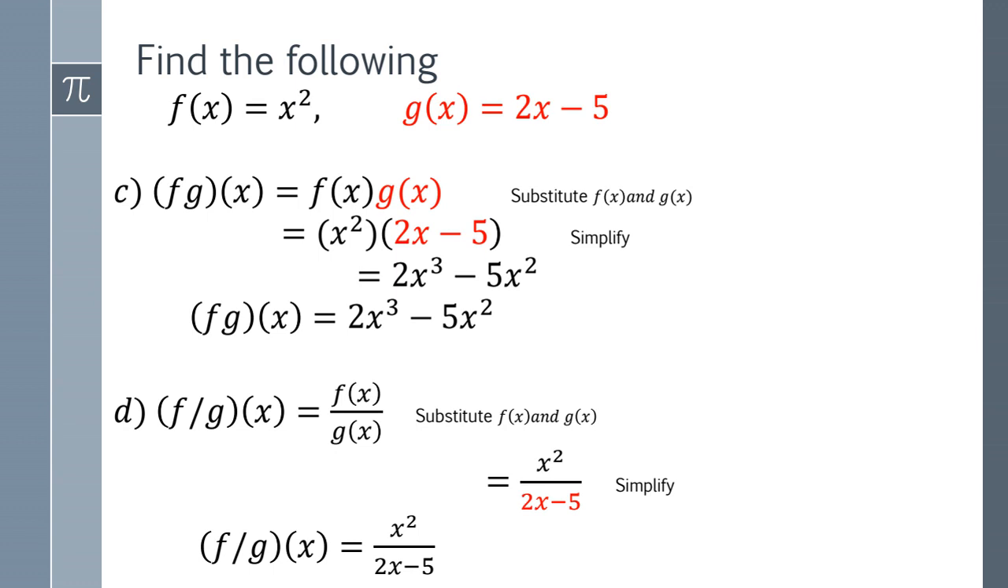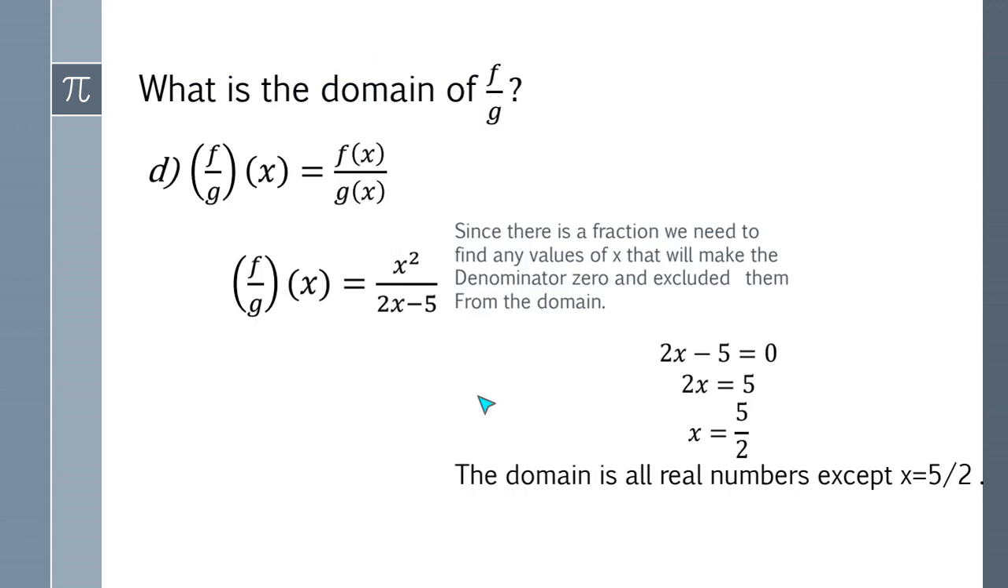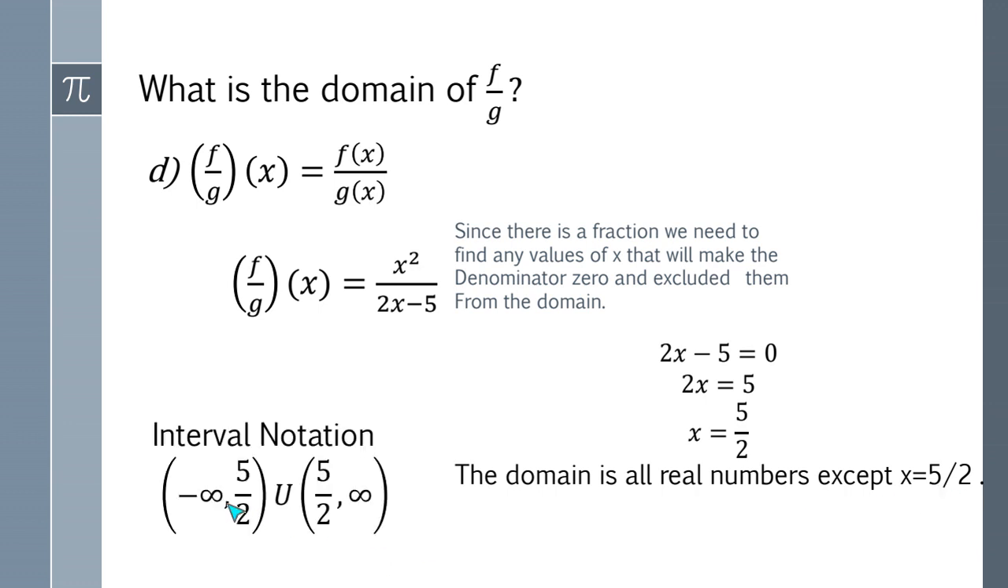And then they want us to find the domain. So to find the domain, we take the denominator, 2x minus 5, set it equal to 0, solve for x, so add 5 on both sides, divide by 2. So the domain is going to be all real numbers except for 5 halves. So the way we write it is from negative infinity to positive 5 halves union 5 halves to infinity.